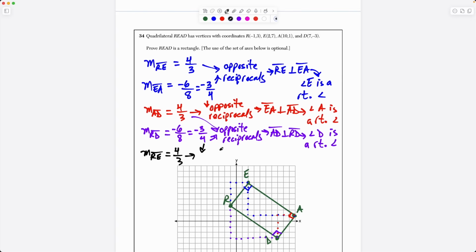And this information combined with this tells us, well, first we have to comment that the slopes are opposite reciprocals. So just make that a little neater. So these are opposite reciprocals. And this tells us that RD is perpendicular to RE. And then this would tell us that angle R is a right angle.